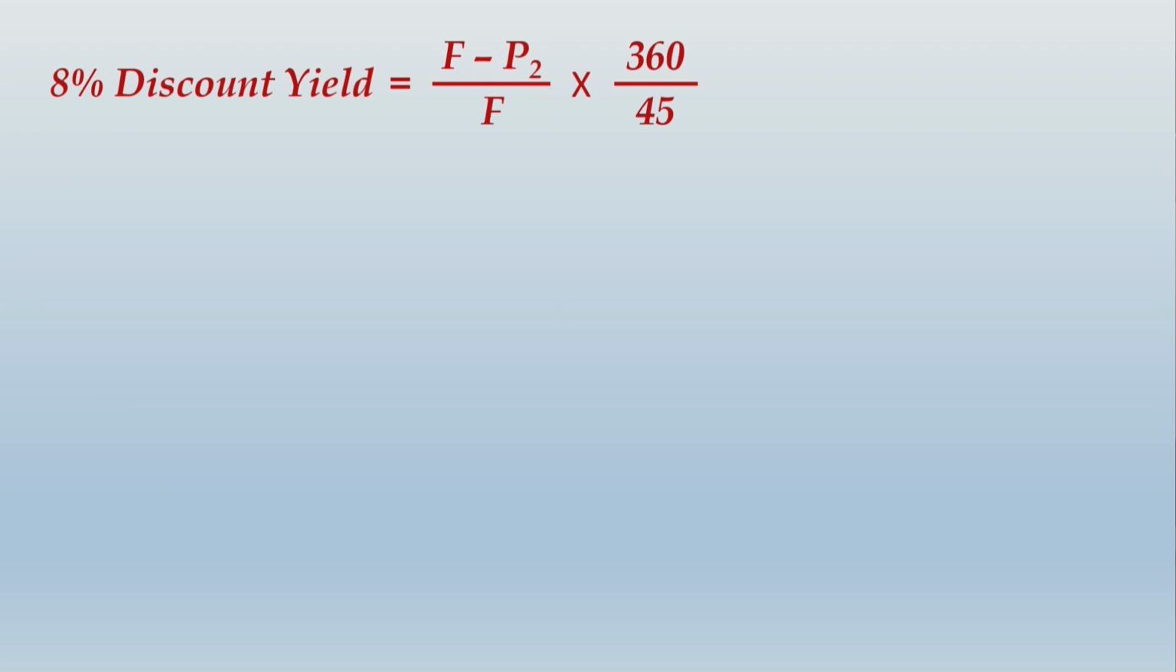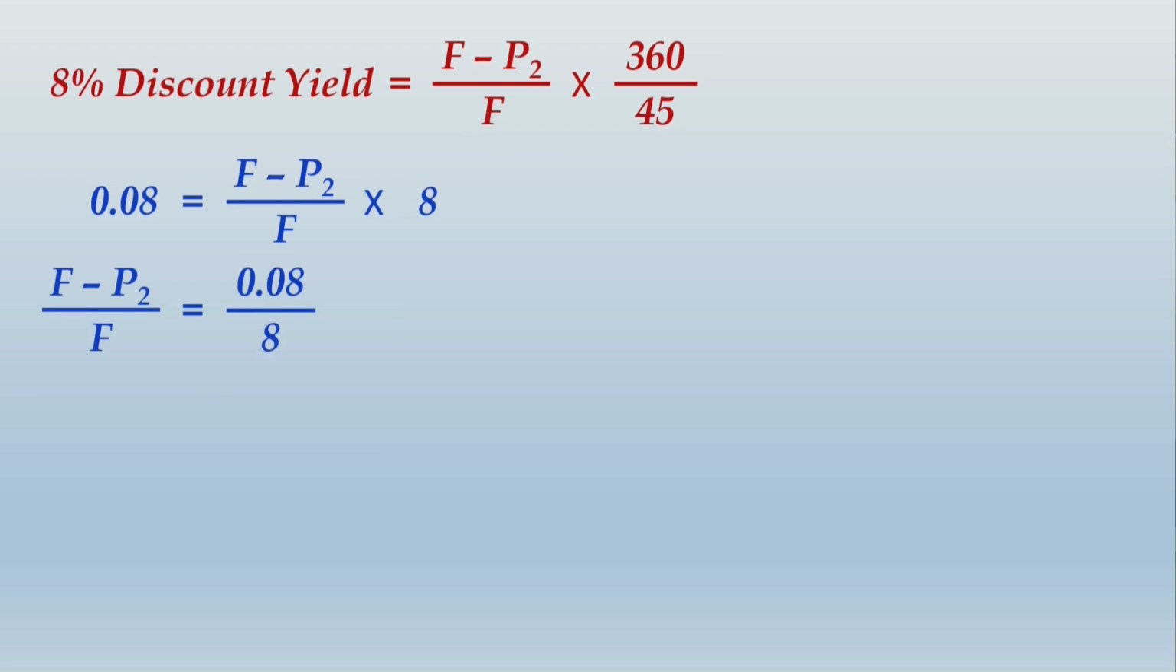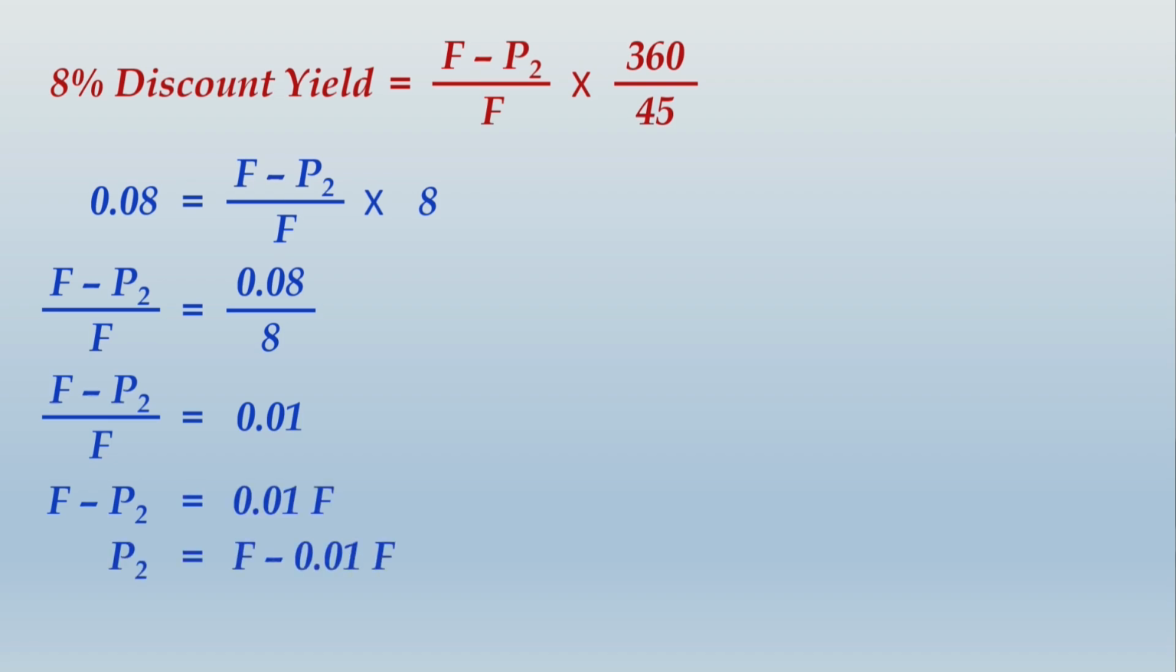So when we solve this equation in the same style, in the same manner, we will be getting not the F value, not the P2 value, but the P2 value in terms of F, and when you solve it, you can find that P2 is going to be F minus 0.01 F. So P2 value will be 0.99 F. Please write this up as well, and then I take you ahead.